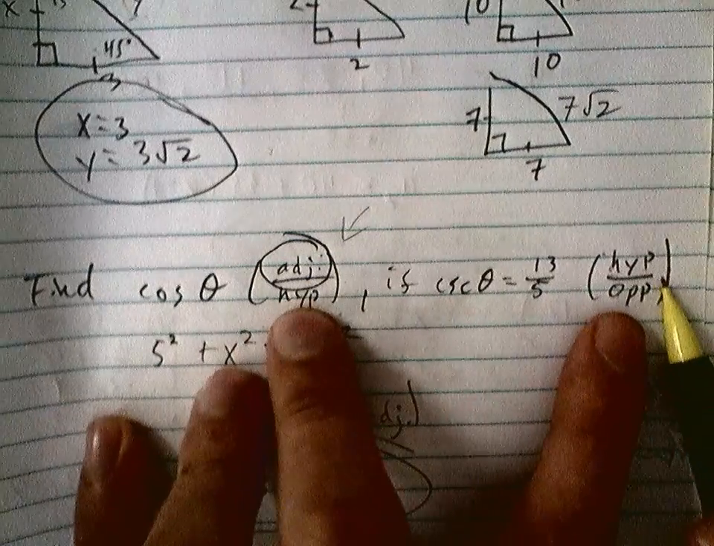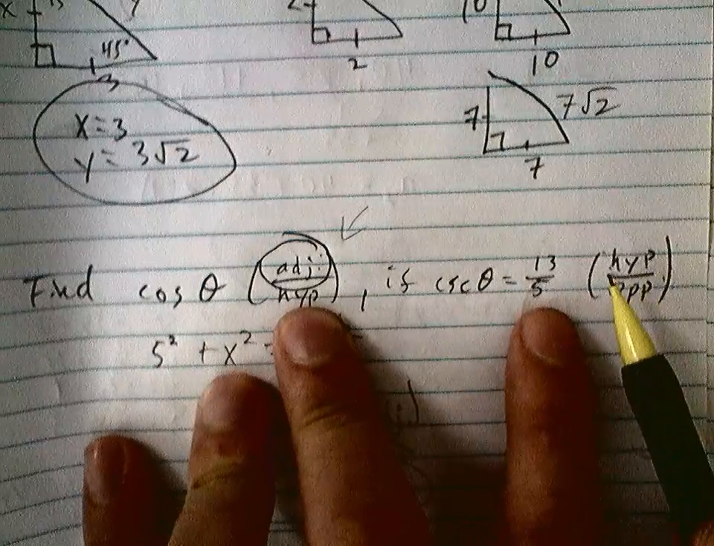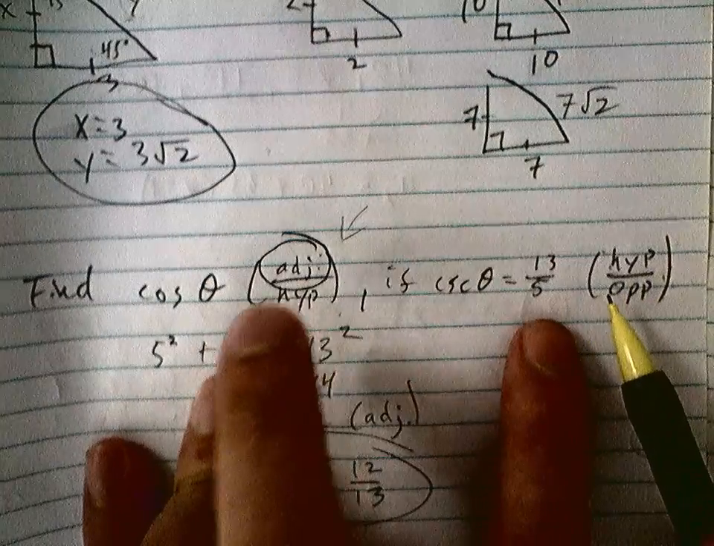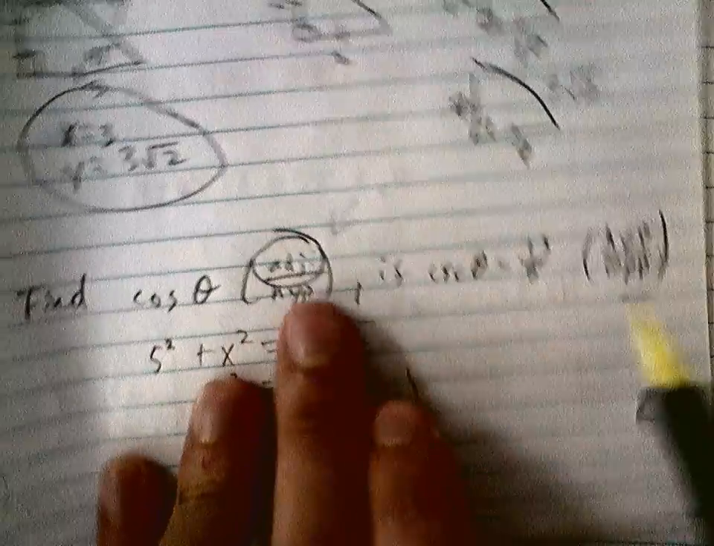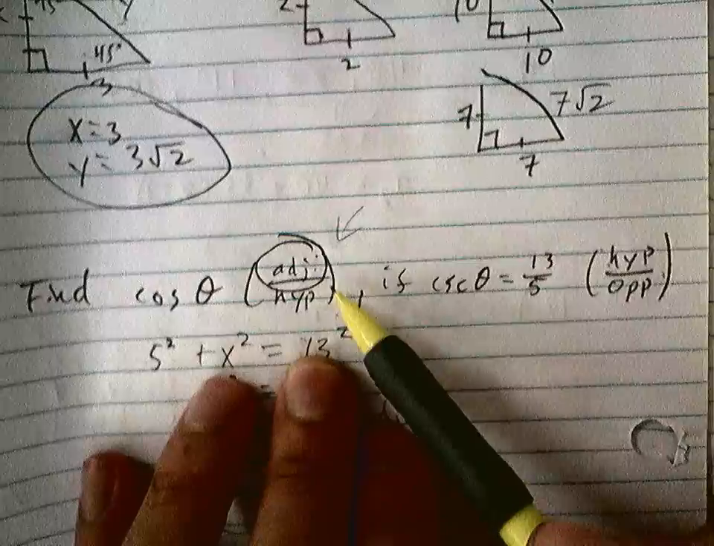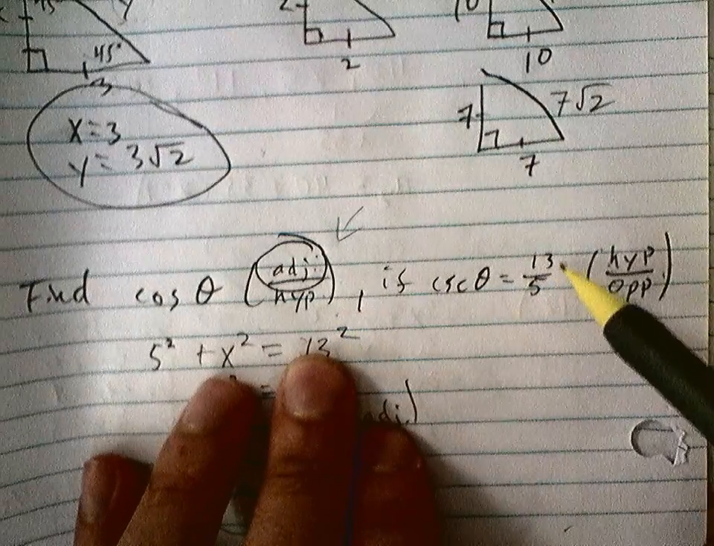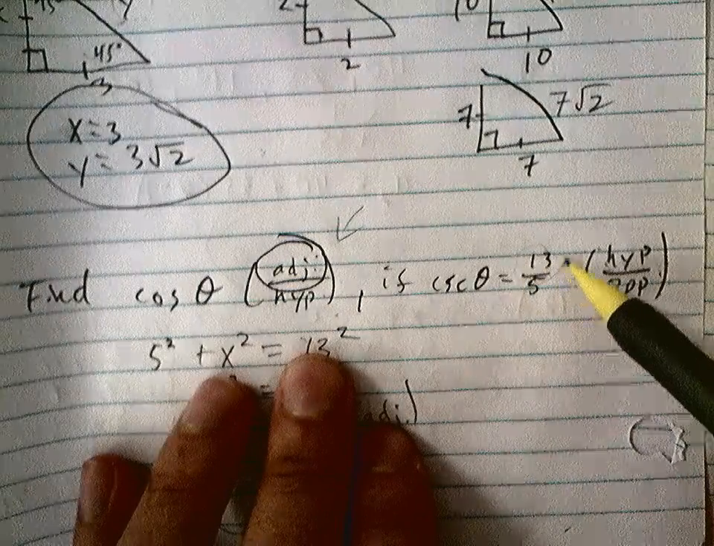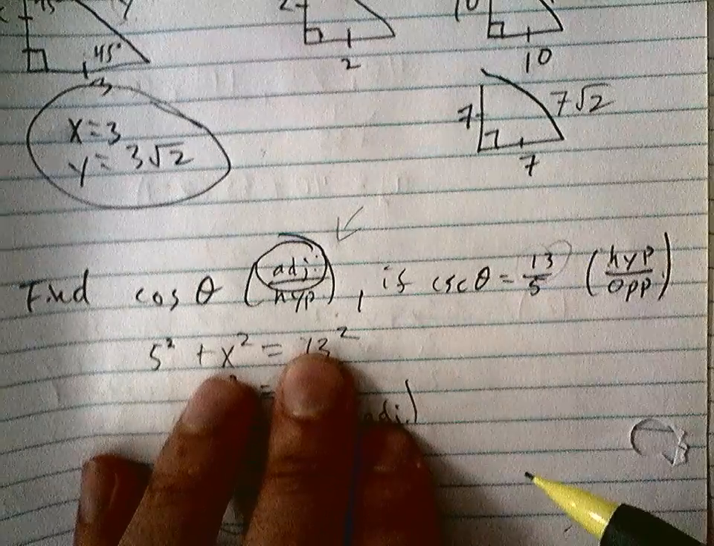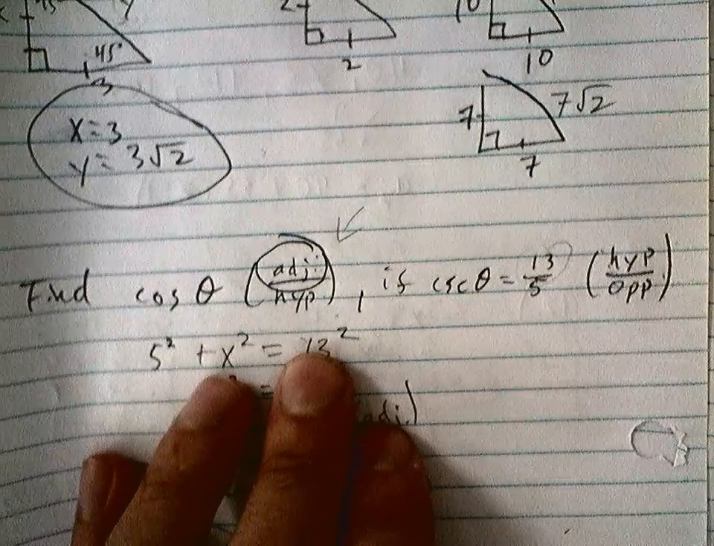So the reason why I put the definition here is just so you can see that we don't yet have enough information to find cosine. Notice what I need to find cosine. I need to know the adjacent side and the hypotenuse side. I only know one of those. I know the hypotenuse side. So I've got to find that third side in order to finish finding the cosine.